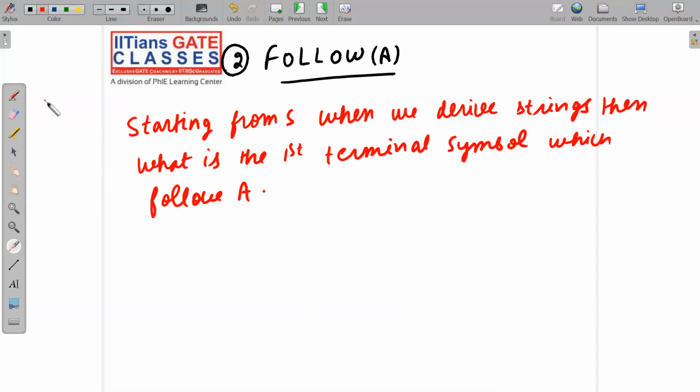Are you able to follow it? If you are not able to follow, don't worry. I will show you some examples, then you will get the idea. So follow means what? Starting from S, when we are deriving strings, what is the first terminal symbol which follows A? Or you can say after A, which terminal symbol is present, that will be the follow of A. One basic rule you have to remember.